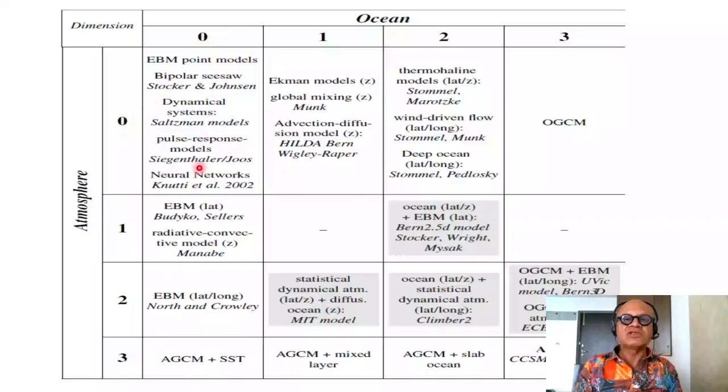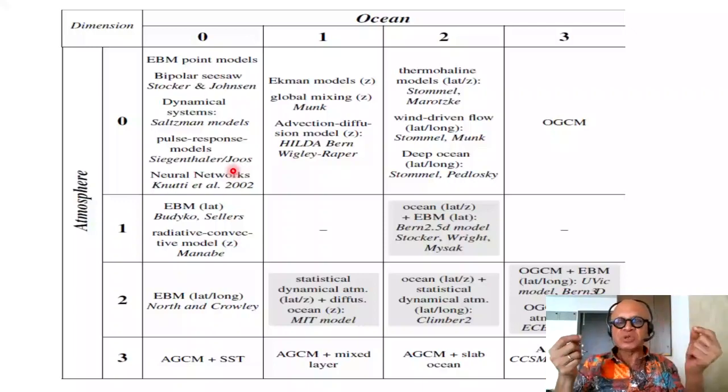Pulse response models are where you perturb the system with a pulse and look at the response. There are some assumptions involved here that it's a linear system, which has to be confirmed from more realistic and sophisticated models. Neural networks are basically taking observations of, let's say, precipitation and temperature, and doing relations between them to make either forecasts or to explain the variability of temperature and rainfall, or their covariability, and various ways in which they could be used for processes.